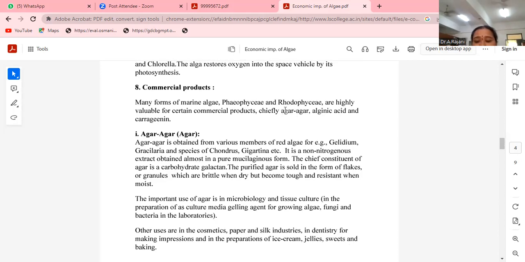Alginic acid and agar-agar, you know, are utilized in tissue culture and in plant growth development. Agar-agar you can use. Alginic acids are utilized in pastes, creams, and powders. And carrageenan is also used in all these products. Marine algae are highly productive economically. The Phaeophyceae and Rhodophyceae are commercial productions you can buy: agar-agar, alginates, and carrageenan.